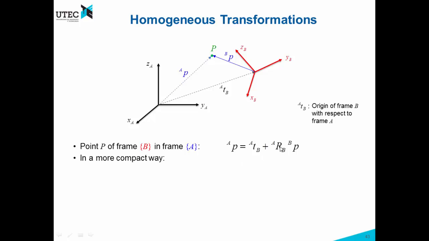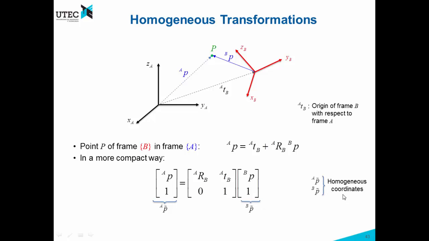We can represent this in a more compact way as this. Why? Because here we have that PA is the rotation matrix times PB, which is this term, plus this T_BA times 1, which is just this one. And here the last row is just 0, 0, 0, 1, just for completeness. We call this first element PA with a tilde, then this one also with a tilde, and they are called homogeneous coordinates. So whenever we have a vector and we add a 1, so it's a 4-dimensional vector, that is called a homogeneous coordinate. And this matrix that relates this is called a homogeneous transformation matrix.